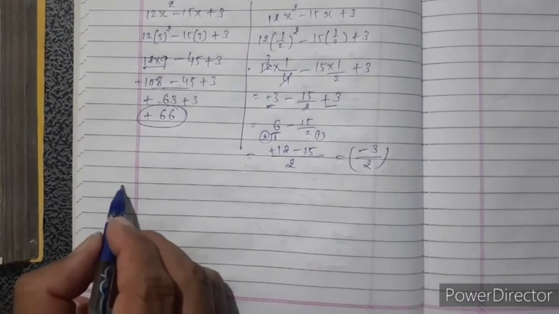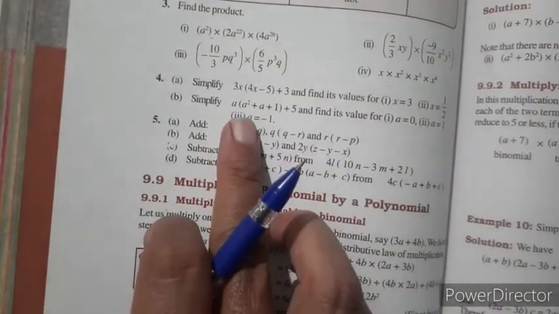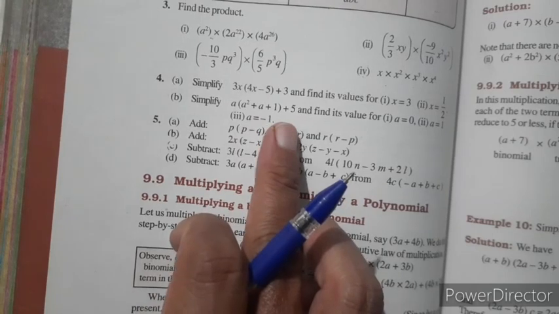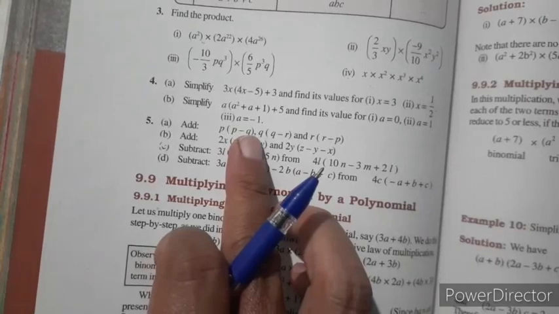Same in B. Look, that is a into bracket a square plus a plus 1 plus 5. Then find out the value for a equal to 0, a equal to 1, a equal to minus 1. First we simplify them.